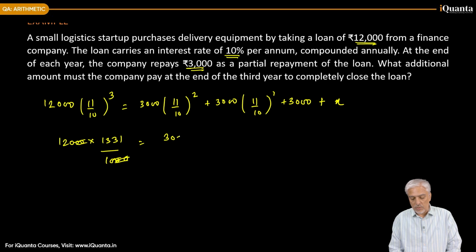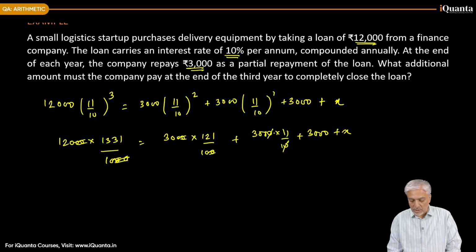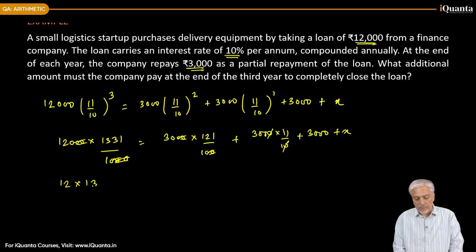Here we'll have 3,000 into 121 upon 100 plus 3,000 into 11 upon 10 plus 3,000 plus x. So 2 zeros cut out over here. One more zero cut out. No need for LCM, no waste of time. We are left with 12 into 1331 is 121 threes.